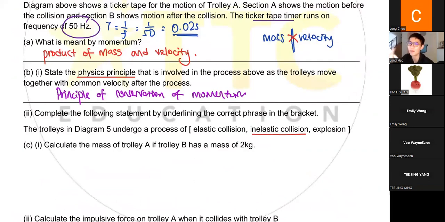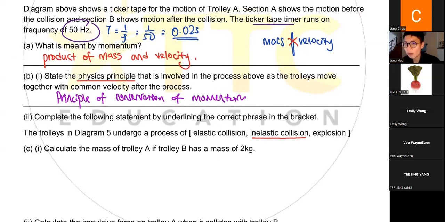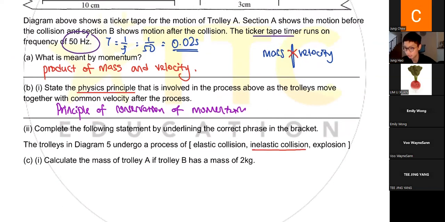Okay, no problem, guys. So next, we're going to calculate the mass of trolley A if trolley B has a mass of 2 kg. So how do we do this without using the formula? You take a look first. Now we have the principle of conservation of momentum, which tells you that the momentum before and the momentum after is the same.